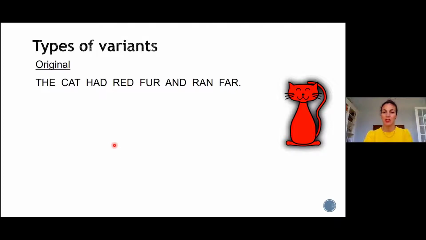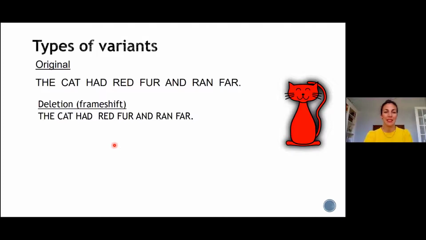some of the changes that we can see, or the genetic variants we can see, you can see a deletion of a letter. So in this case, the D is removed. And when the D is removed, everything shifts over, again, because it needs to stay in 3-letter words. And so when everything shifts over, you can still see only the D was removed, but all the other letters are still here. So red, fur, ran, far. But everything is shifted. So this sentence now becomes unreadable. This is also called a frame shift because you're shifting the reading frame.